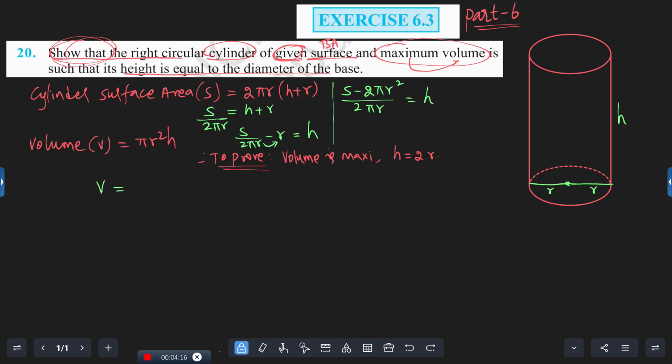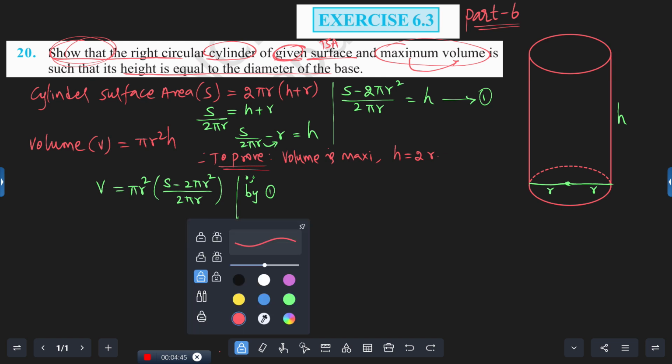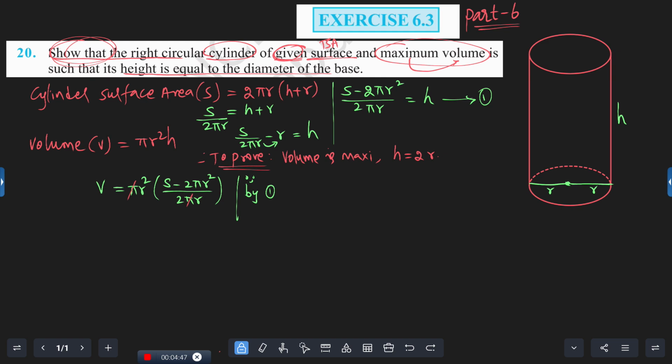Now here V equals pi r square into the h value, which is S minus 2 pi r square divided by 2 pi r. I have named this equation 1. Children, have you understood what I am doing? Next, what is possible to cancel? One pi cancels, one r cancels, and the remaining stays as it is.